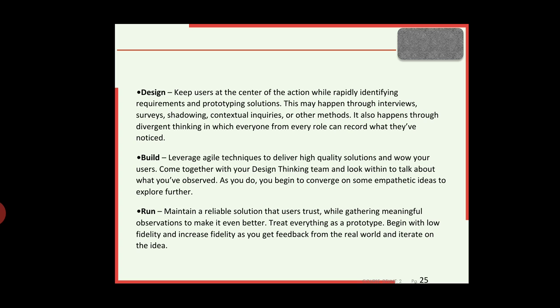Everyone from every role may record what they have, and then they are noticed from a particular view. That is nothing but the concept of design. And coming to the build, first of all, we have to design the particular product, and then we have to build it, in the sense we want to develop it.